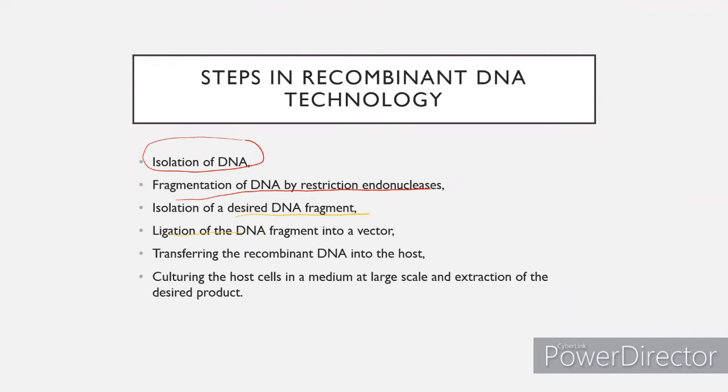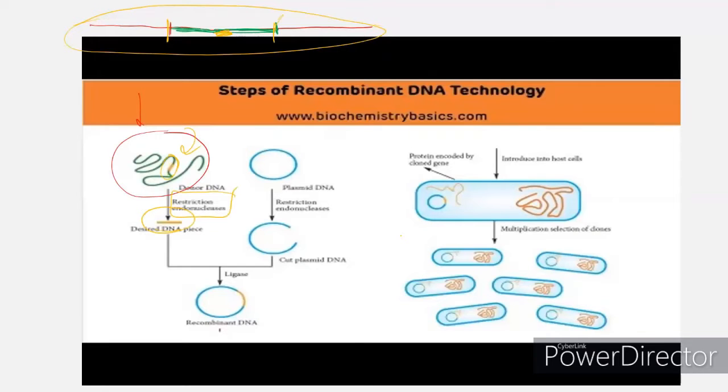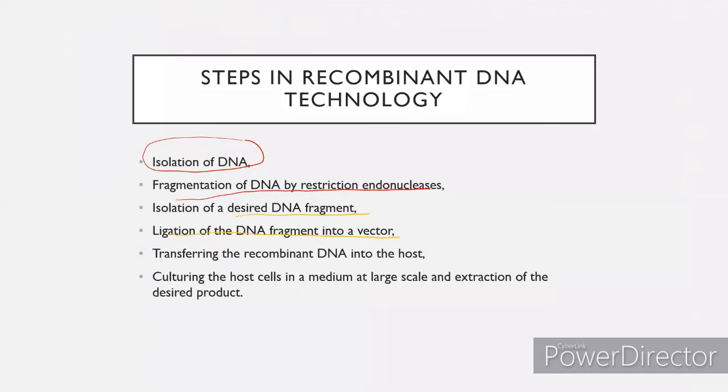Then ligation of the DNA fragment into a vector. So now we need to ligate, we need to glue this particular DNA fragment into the vector, and it is done with the help of an enzyme called DNA ligase. So we have the vector here along with the desired DNA fragment.